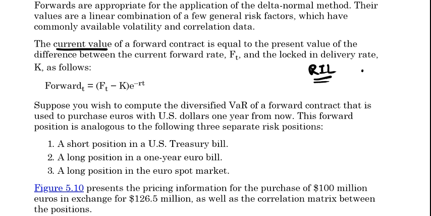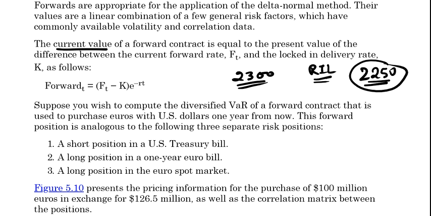Suppose for Reliance you have contracted at 2250, this is your contract amount. Now what is the value trading today? Suppose the value trading today is 2300. You are on the positive side, the buy side, and you have contracted it for 2250, but now the price is trading at 2300. You need to find out what is the current value. So how can you find out?